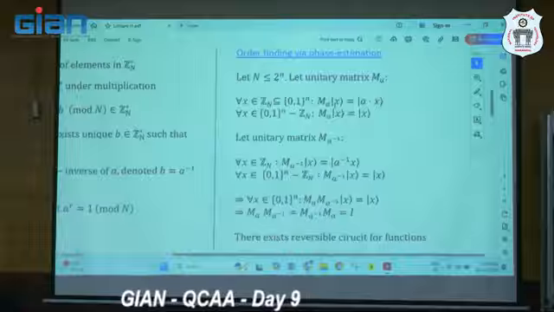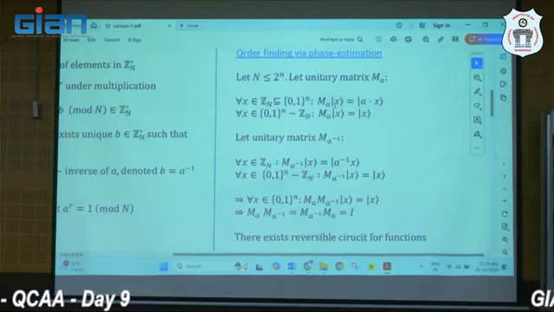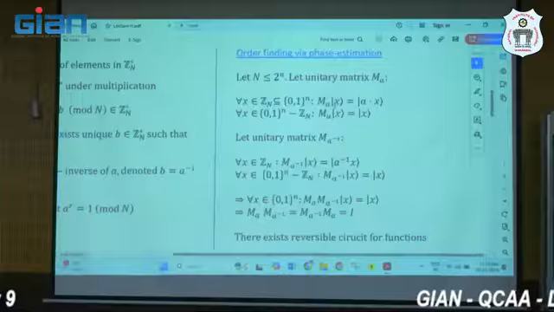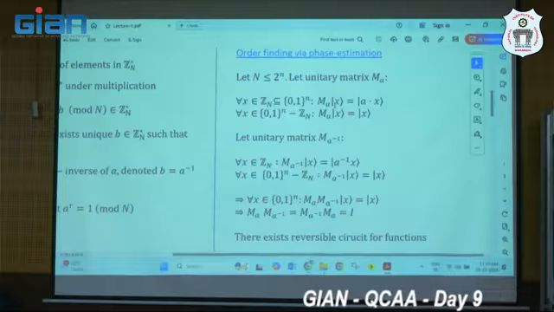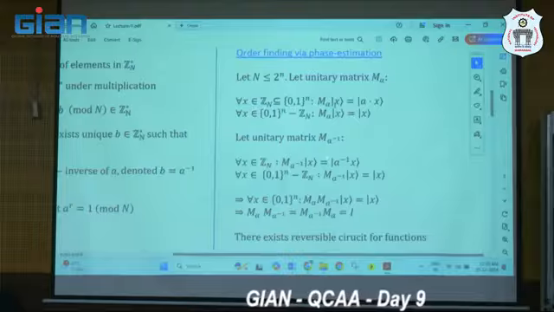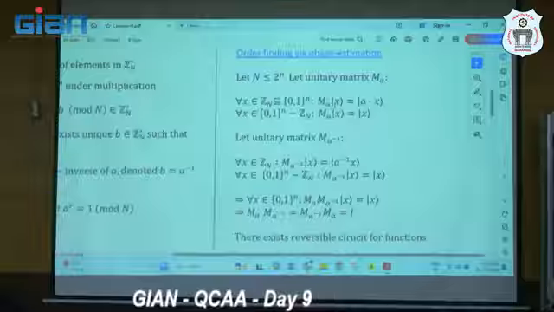Now, we have the unitary matrix MA inverse. What it does? Multiplies by a inverse. Agreed? Any questions? Again, outside Zn, it does nothing. Here also, outside Zn, it does nothing.